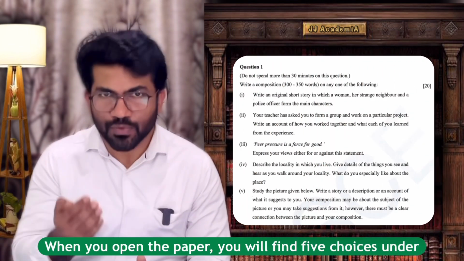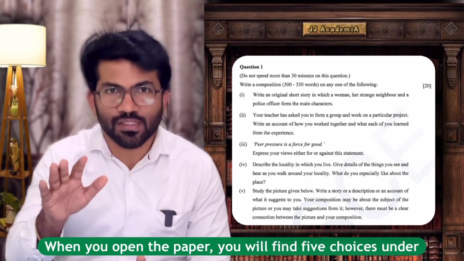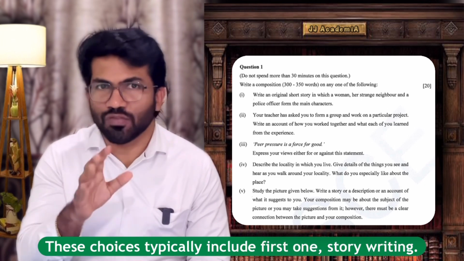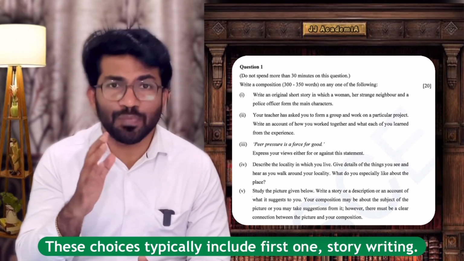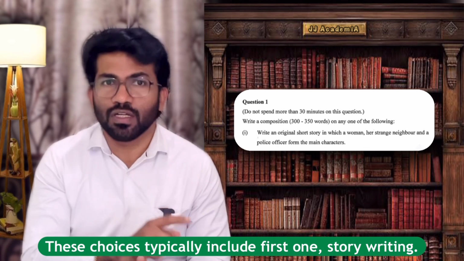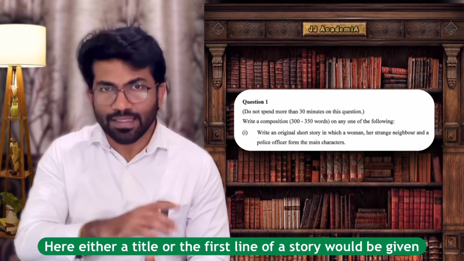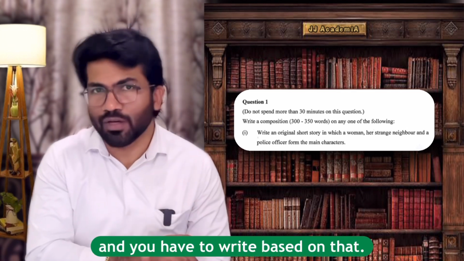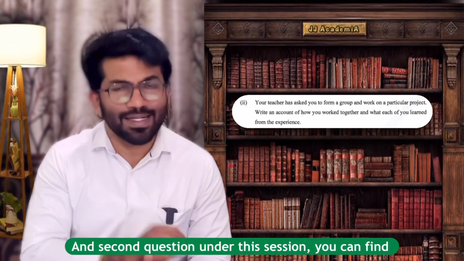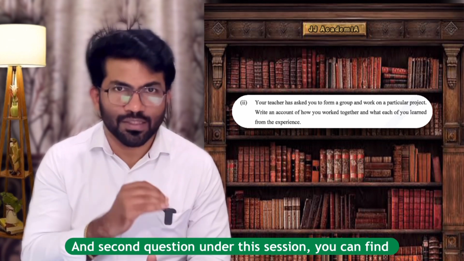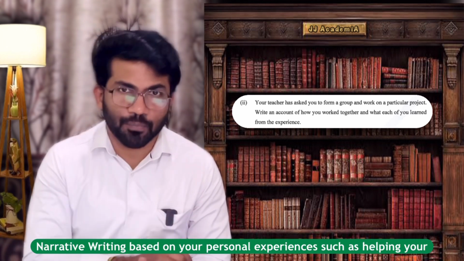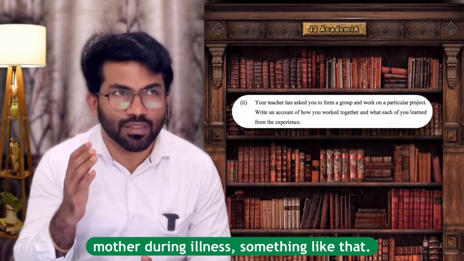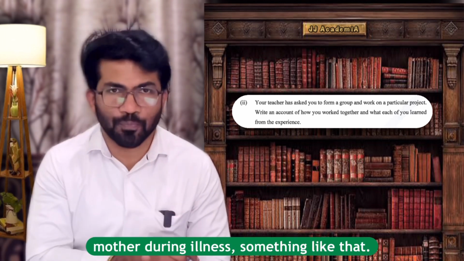When you open the paper, you will find 5 choices under question number 1, and these will usually cover a variety of topics. These choices typically include: first one, story writing. Here either a title or the first line of a story would be given and you have to write based on that. And second question, under this section you can find narrative writing based on your personal experiences, such as helping your mother during illness, something like that.